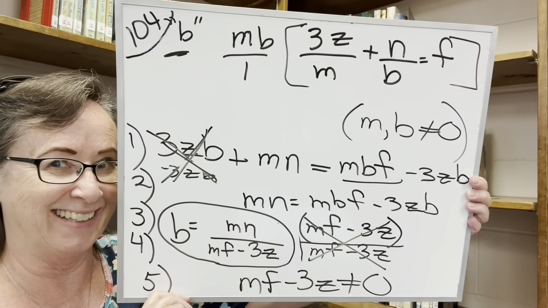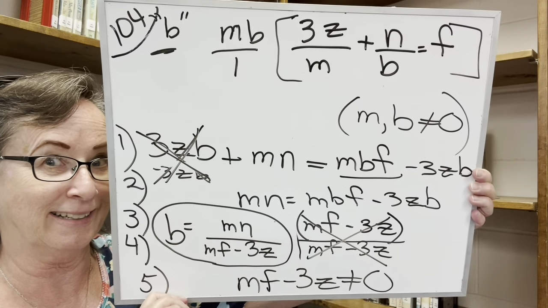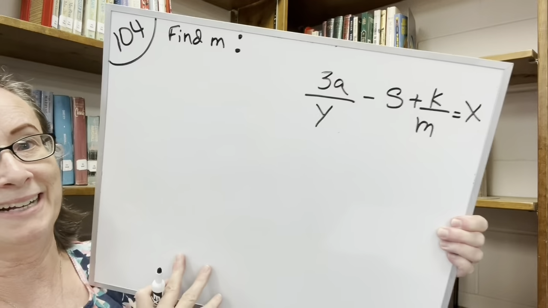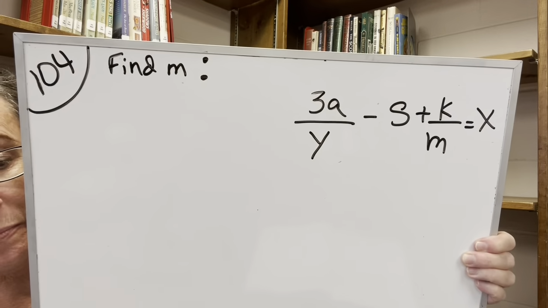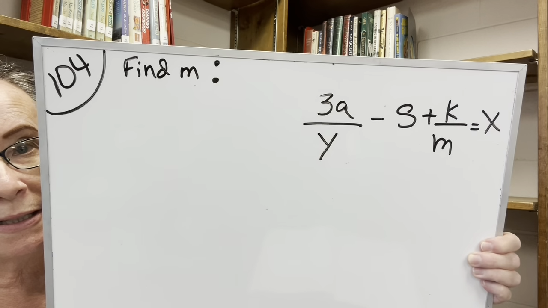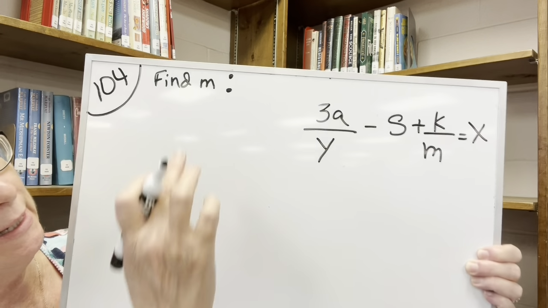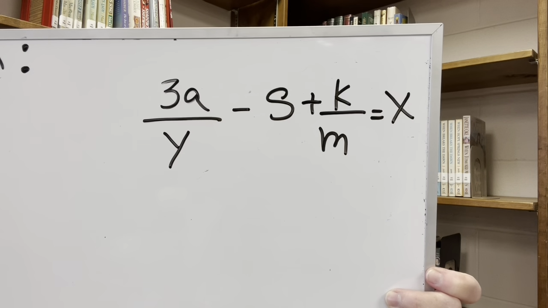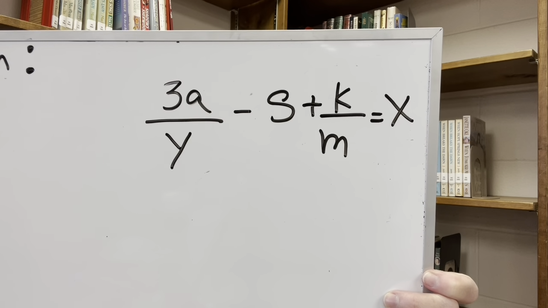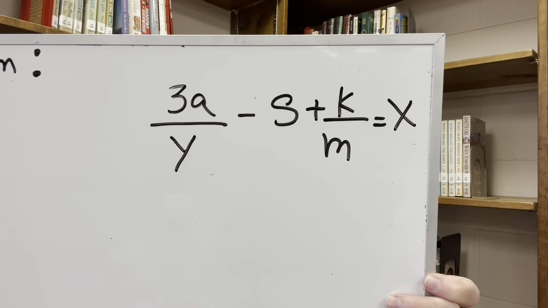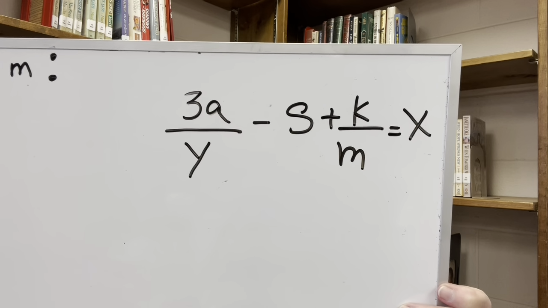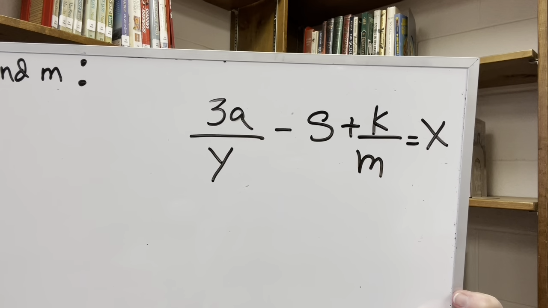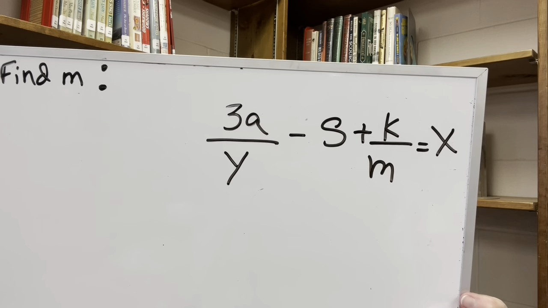How did you do? Did you get it right without having to look? All right, there you go. Right, so here is the last practice problem. And we're supposed to find m. And here is our equation. Write it down and go do your best to do it by yourself. Okay, so pause your video and go do your best to find m.